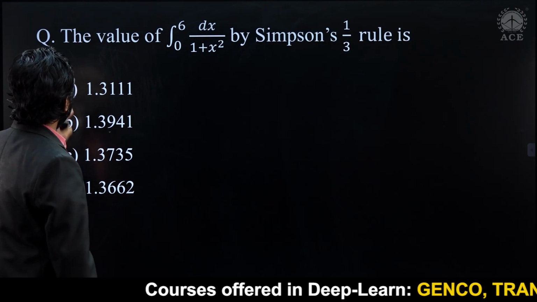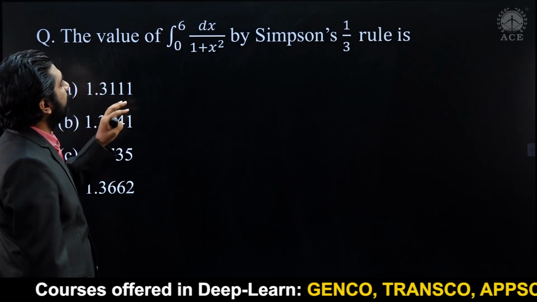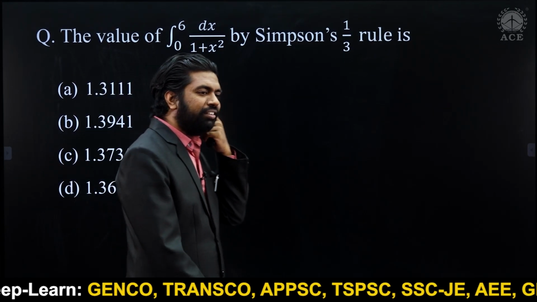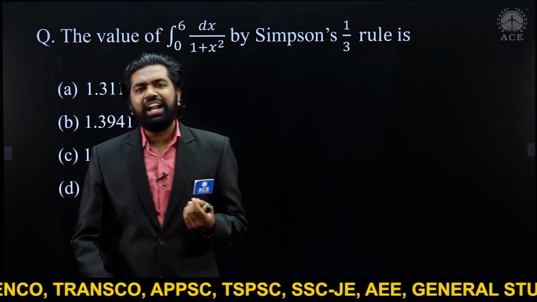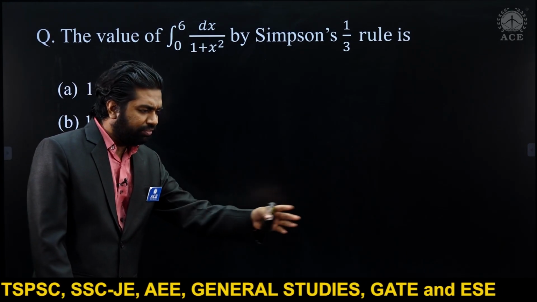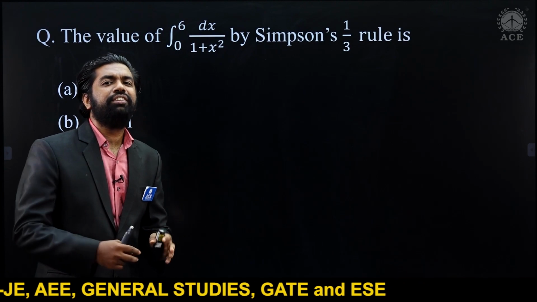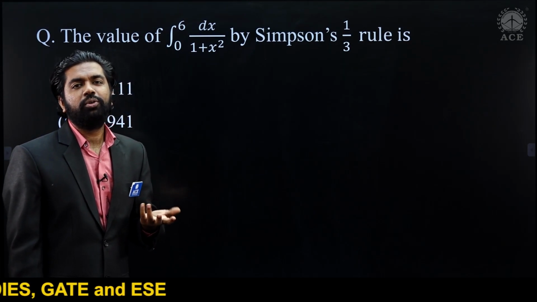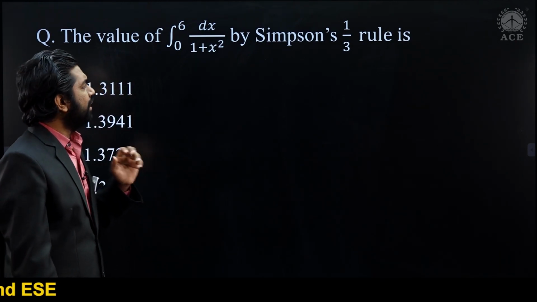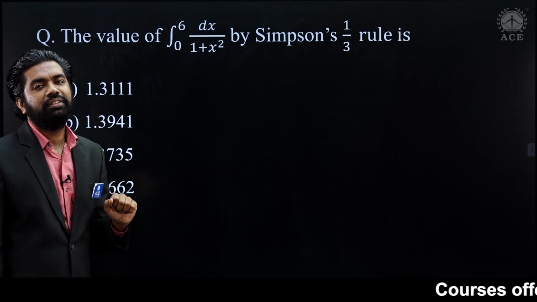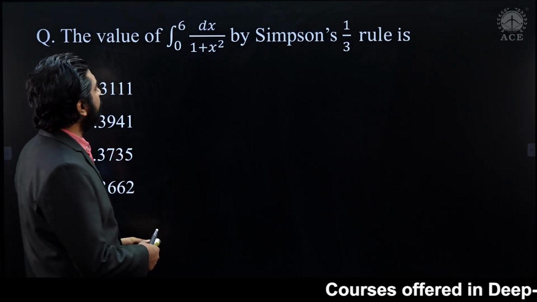Look at this problem. It says the value of this integral by Simpson's 1/3 rule is. You know what we were doing while solving this question? We started doing this with 2 subintervals, and we evaluated that, but the answer we got was not matching with the options. So then I thought, let me do it with 6 subintervals. For example, I have set the step size as 1. Let's continue this.